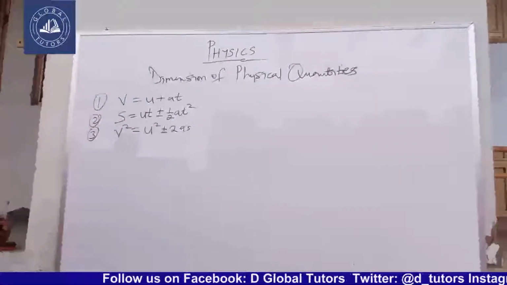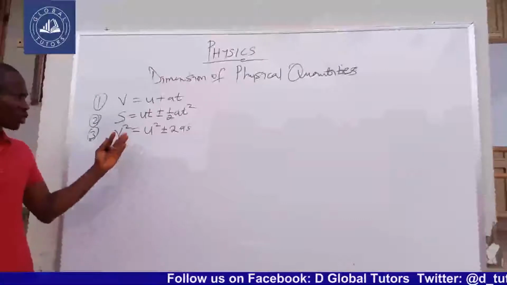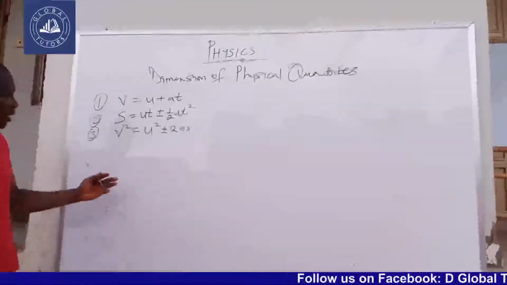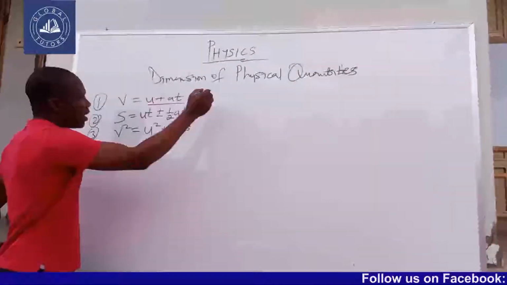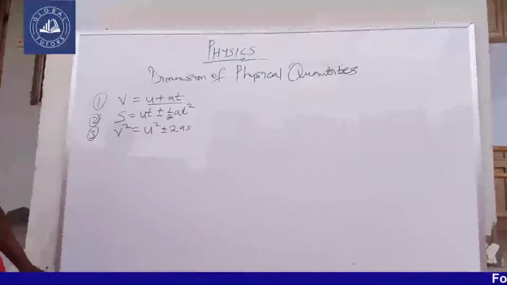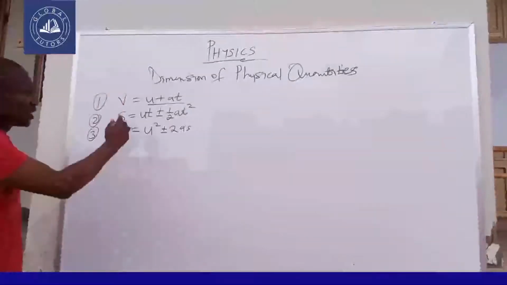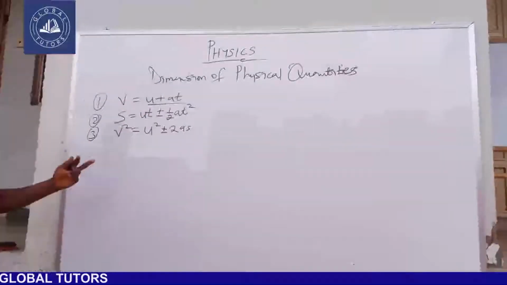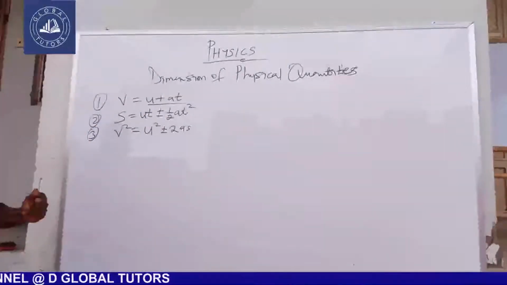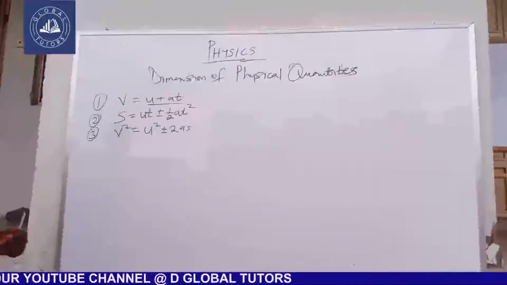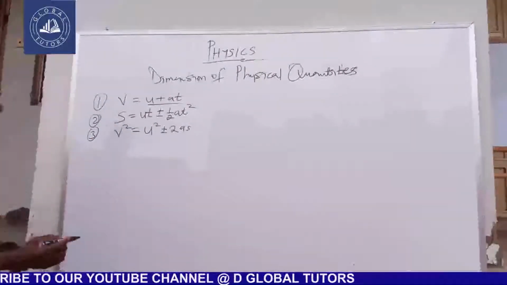Now we want to know if this equation is dimensionally correct. How do we do that? Let's just use this example. You can confirm the other two examples after treating this one with me. Now, V equals U plus AT. What does this V stand for? That is our final velocity. What does U stand for? It is our initial velocity. A stands for, okay, let me write it.